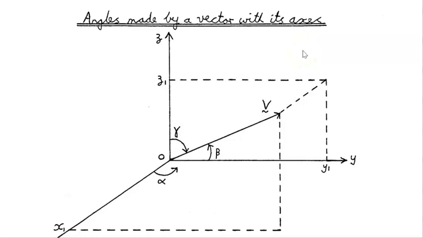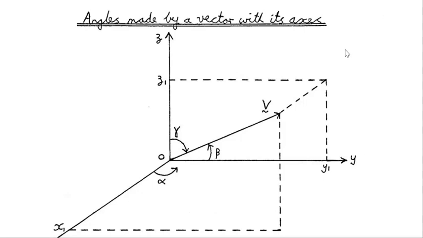This video looks at the idea of direction cosines, and that's the angles made by a vector with its axes. So direction cosines are useful for finding angles that a vector makes with each of its axes. Our example here is a three-dimensional one.